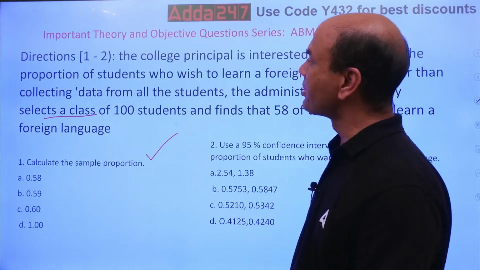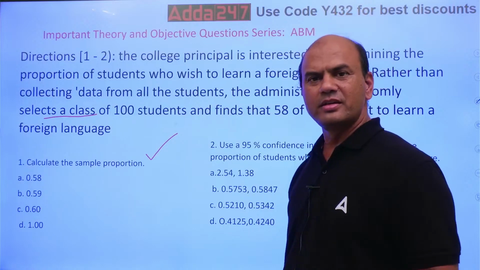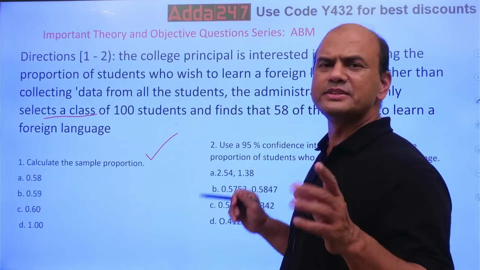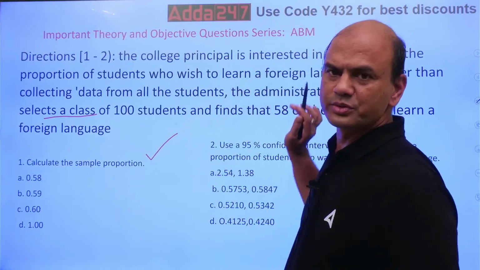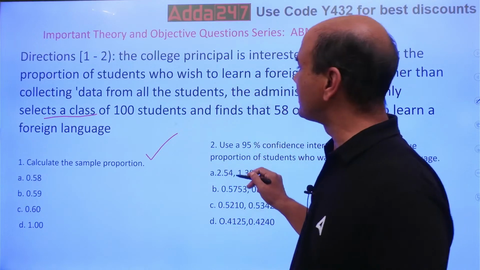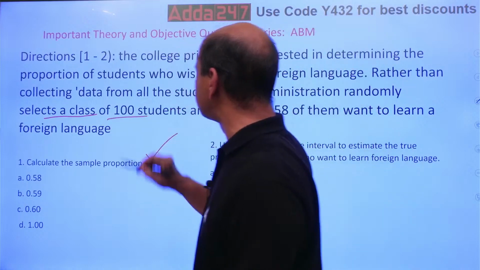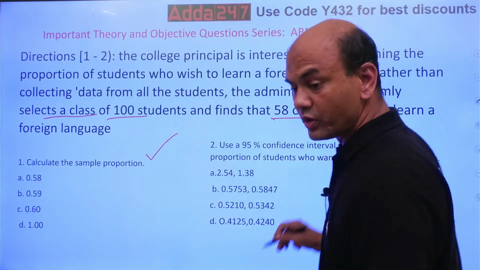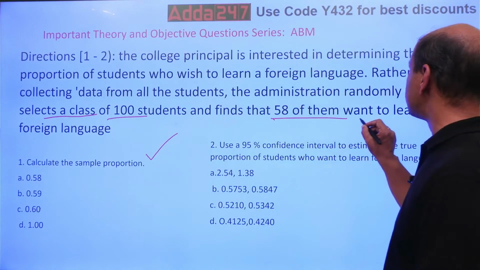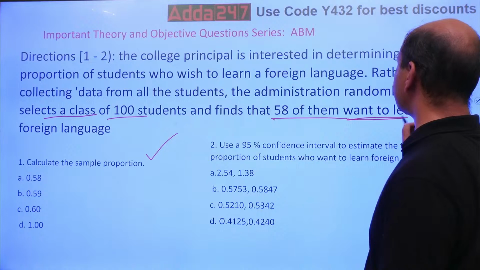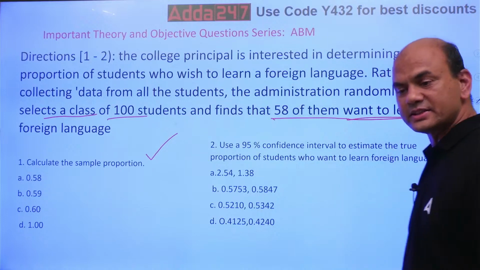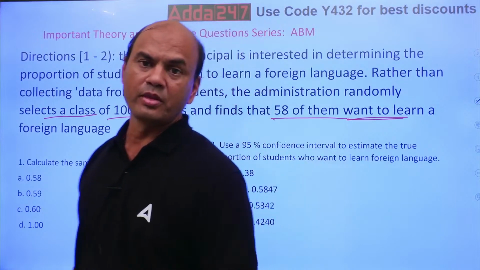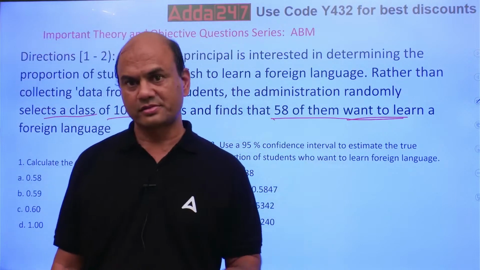Chalo. Remember, of the whole case given to you, only one line is important. Remaining everything is of no use to you. What's important is this: 100 students, class, and 58 want to learn foreign language. Want to learn. Now, this is very important. Who wants to learn? Because your success and failure in any case depends on what is the question asked.